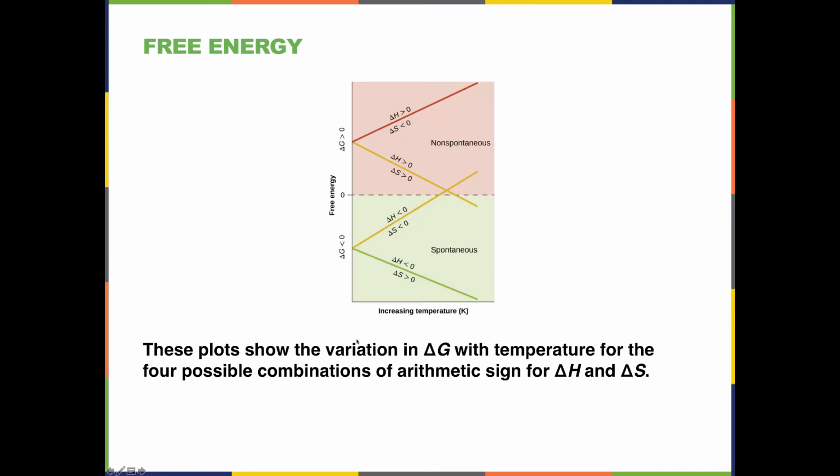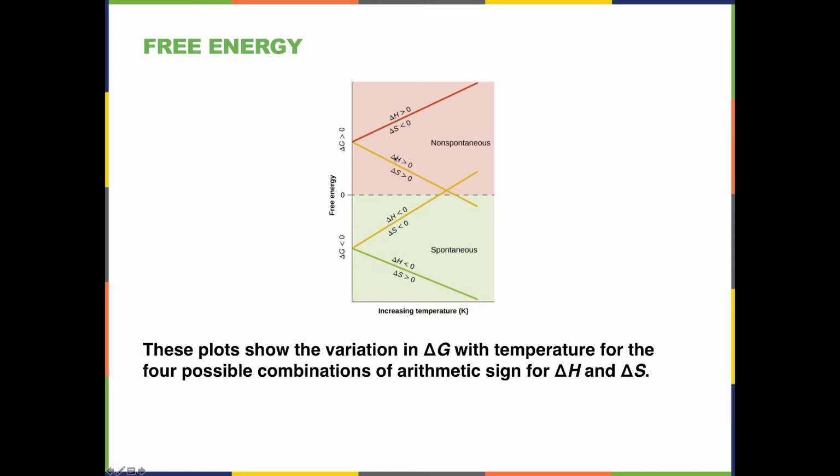Now these plots show how the delta G varies with temperature, and that, again, with the 4 combinations we just spoke about. So here's the free energy on this side and the increasing temperature here. This first line represents an endothermic reaction with a decrease in entropy. So no matter what the temperature is, this will not proceed.